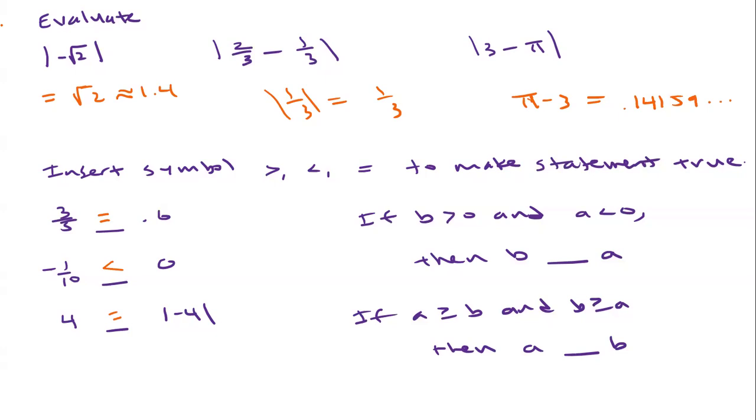Okay. Now look at this one here. It says if b is greater than 0 and a is less than 0. If we wanted to draw a number line, here's 0, and b is greater than 0, so b is here, and a is less than 0, so a is here. So that tells us that what? b is going to be bigger than a based off our diagram here. All right. The last one says if a is greater than or equal to b and b is greater than or equal to a, that means a has to equal b in order for this to work. All right.